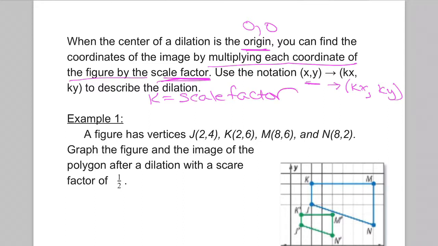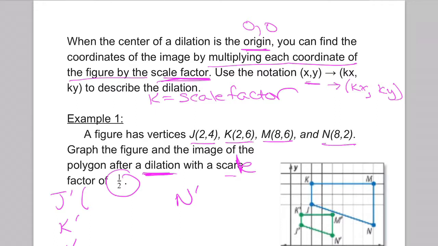So let's look at an example. A figure has these vertices: J(2, 4), K(2, 6), M(8, 6), and N(8, 2). Graph the figure and its image of the polygon after a dilation with a scale factor of 1/2. Okay, so that just means take every coordinate. So let's go J prime, K prime, M prime, and N prime.